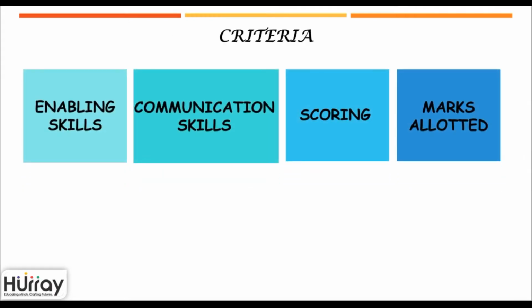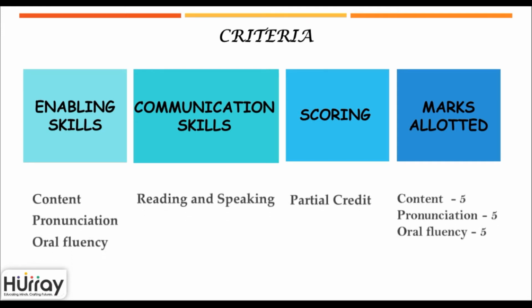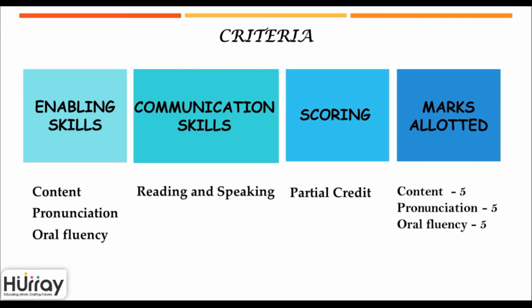Let's take a look at the criteria for read aloud. Enabling skills are content, pronunciation, and oral fluency. The communication skills are two. They are reading and speaking. There is partial credit and integration of marks. The marks allotted are 5 for content, 5 for pronunciation, and 5 for oral fluency. So it's a total of 15 marks for this question.